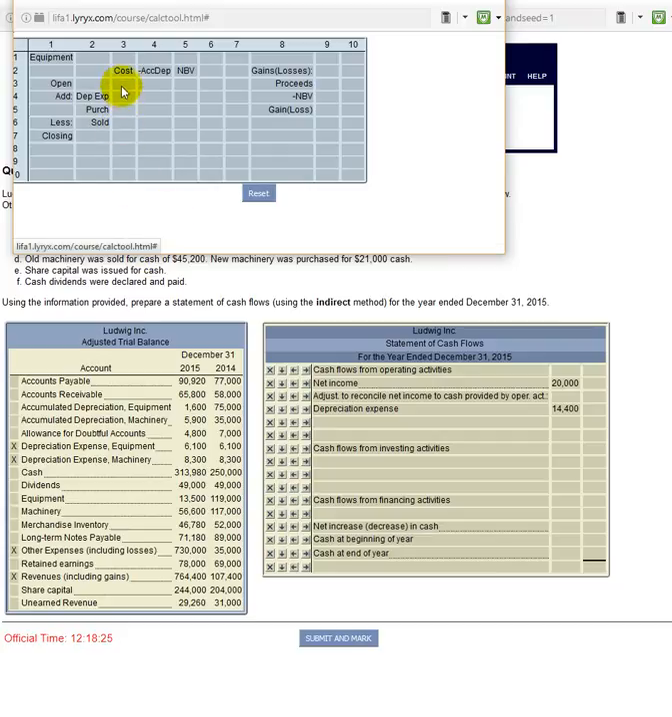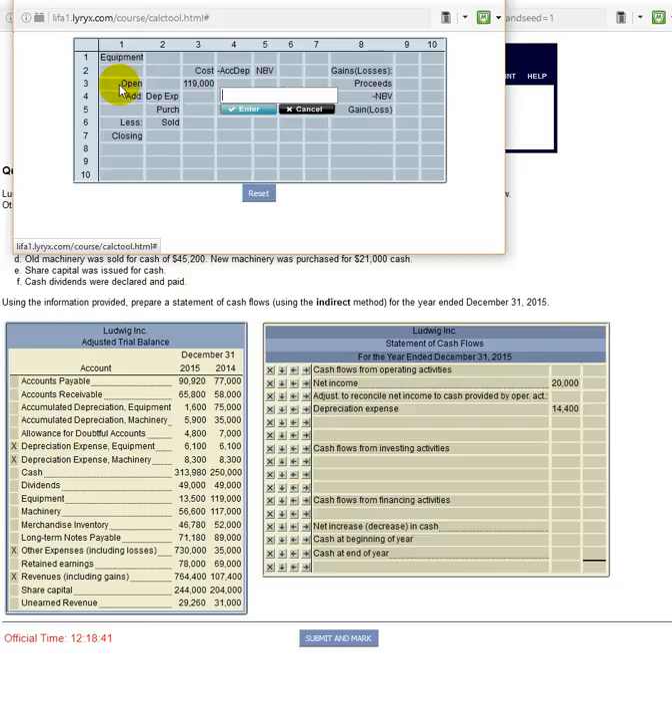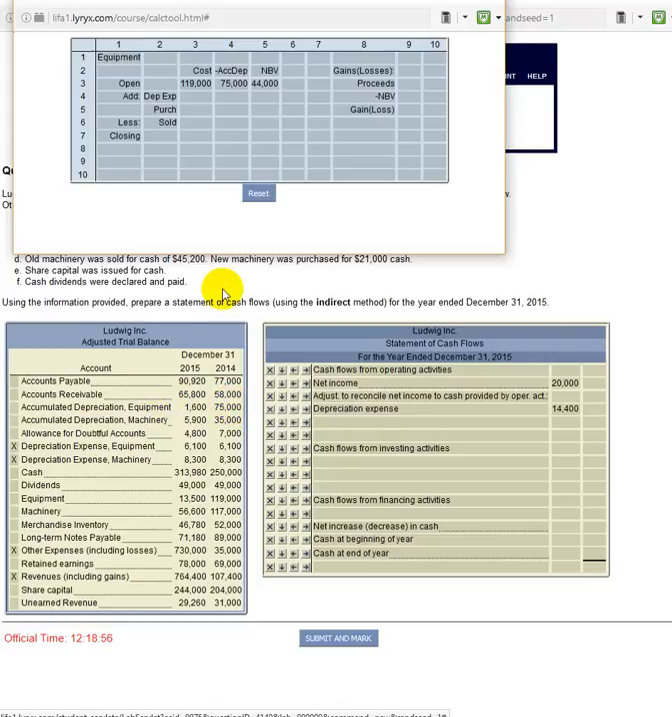Now, some of these numbers come straight from the trial balance. So we have an opening balance in the cost of equipment. That would be the 119,000. So we can put 119,000 here. And now we need the accumulated depreciation opening number, which is for equipment $75,000. So 75,000. And that means that the net book value is the difference between those two, like that, 44,000.